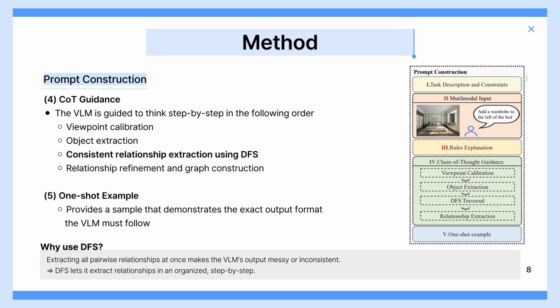The fifth element is one-shot example. This gives the model an exact template that it must follow when producing output. The authors also explain why DFS is used. If the model tries to extract all pairwise relationships at once, the output often becomes messy, contradictory, or incomplete. DFS encourages the model to extract relationships in an organized and consistent sequence, which greatly improves accuracy.